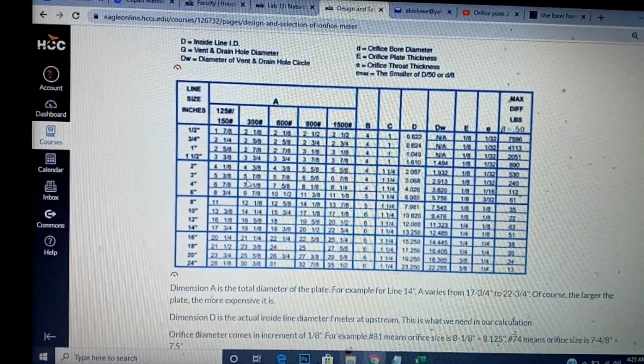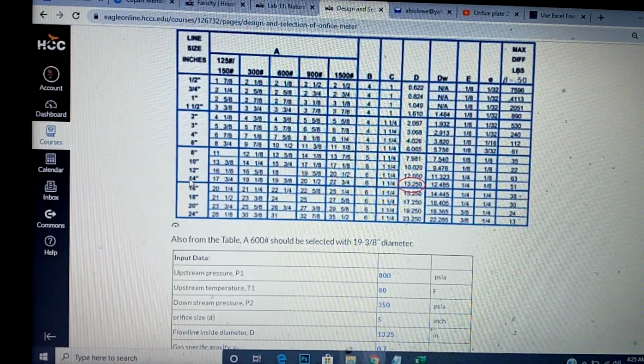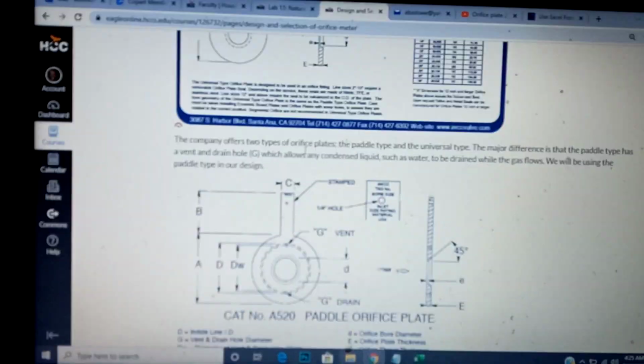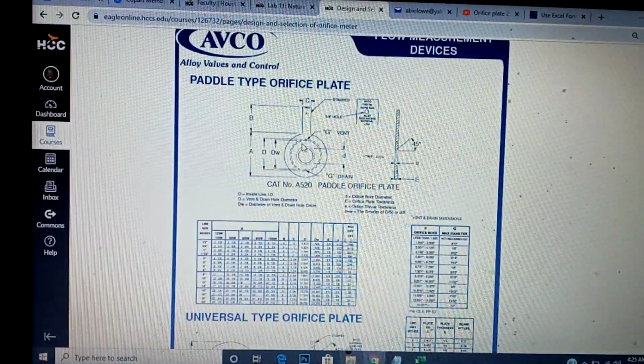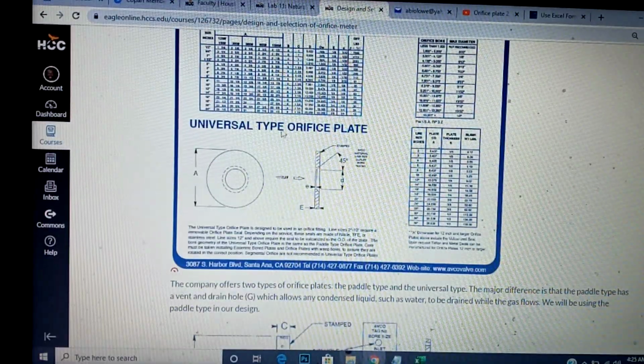This is the catalog. Line size 14. Okay, let me go to my line size 14. This is line size 14 there. If I look at line size 14, A is the size of the plate. Okay, let me show you the plate before I even continue. This company, they have two types of plate. One is the paddle type. The other one is the universal type.